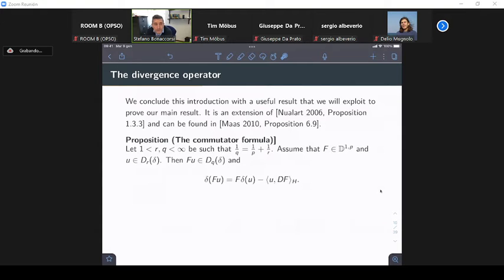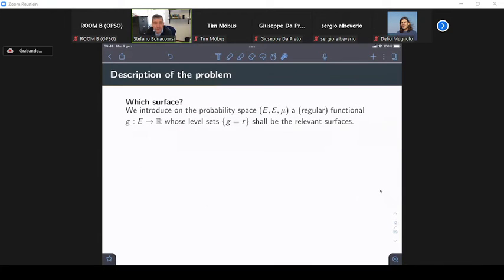And the formula we need to use most is given in this proposition. So delta applied to the product of F and u, where F is a random variable and u a random process, is F delta u minus the scalar product of u and DF. And so this is the commutator formula between delta and D. Okay, so this is the construction of my Malliavin calculus. I hope it was fast enough.